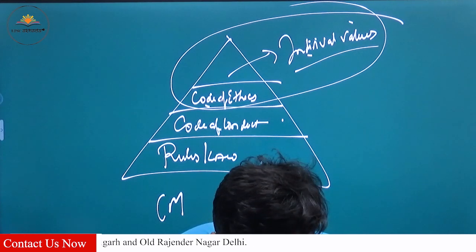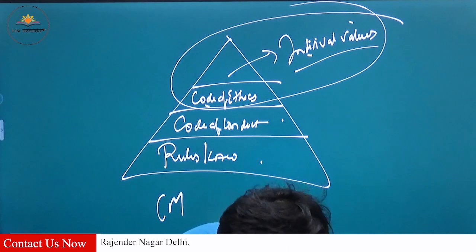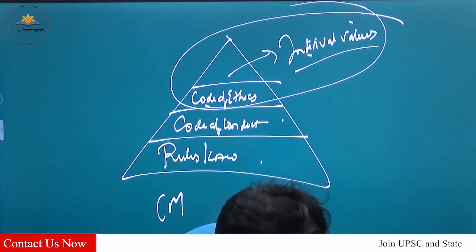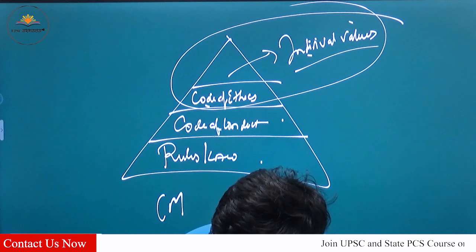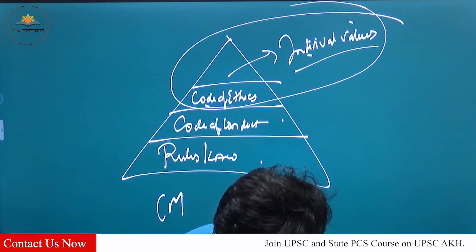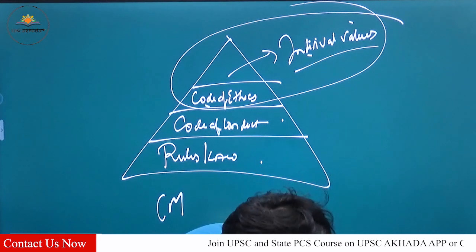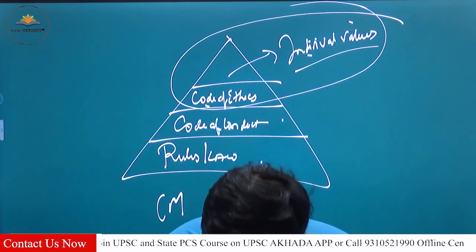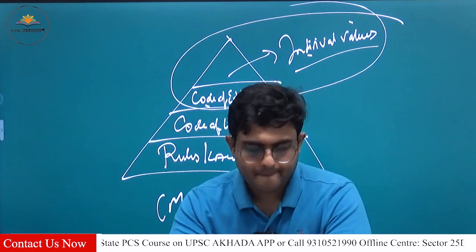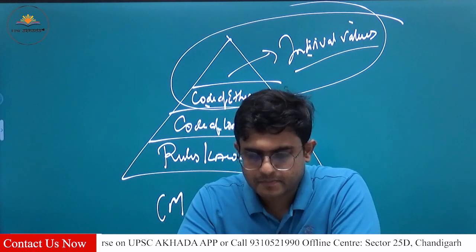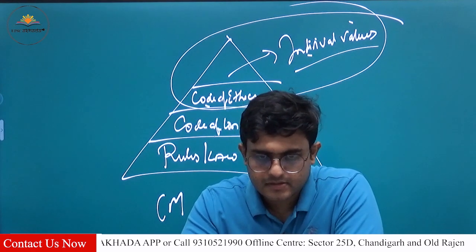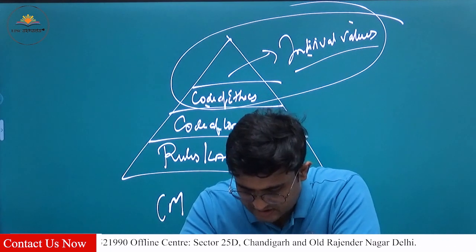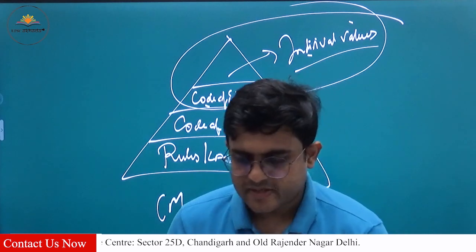Write those values: neutrality, accountability, transparency, social justice. Therefore, they may not be completely separable.